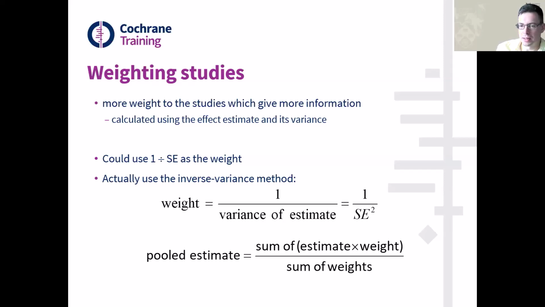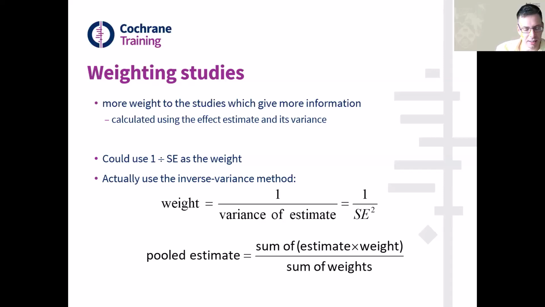So for each study, we need an estimate of its effect, say its relative risk, and we need an estimate of its variance or its standard error squared to give us the weight for the meta-analysis. And then the average, the pooled estimate, is we just take the estimates, we multiply them by the weights, and we add all those up, and then we divide that by the total sum of all the weights.